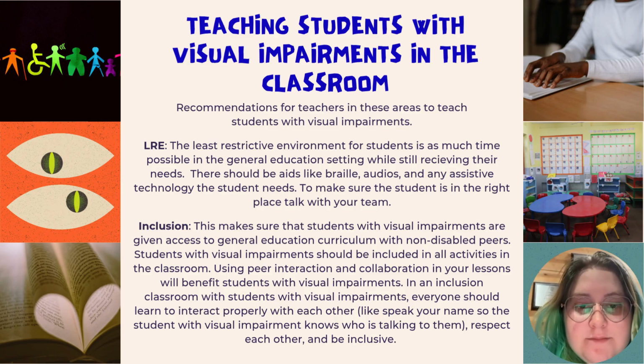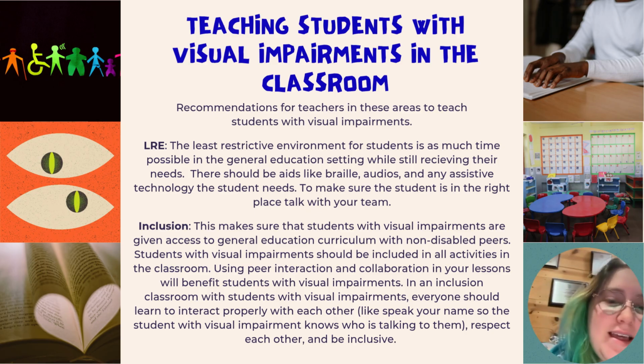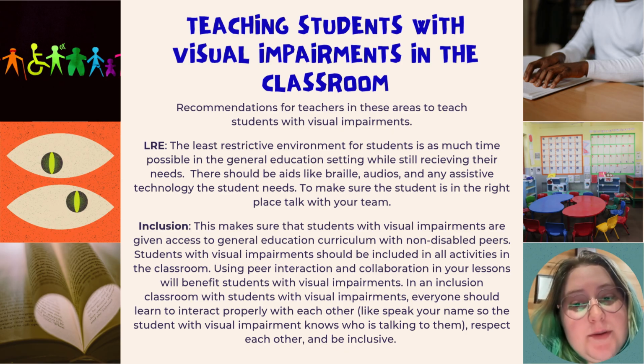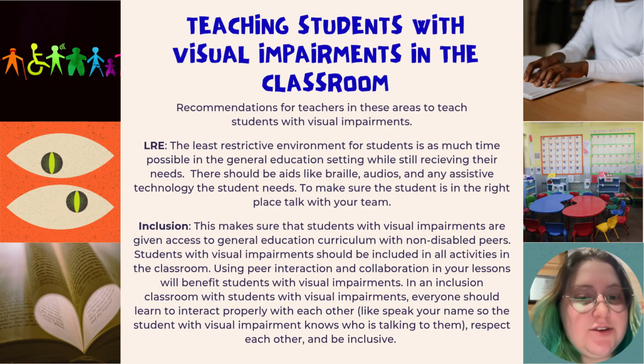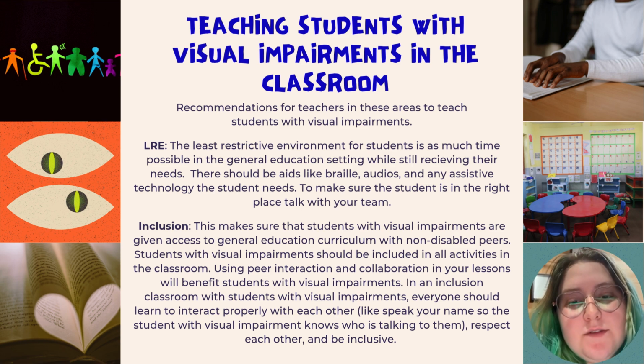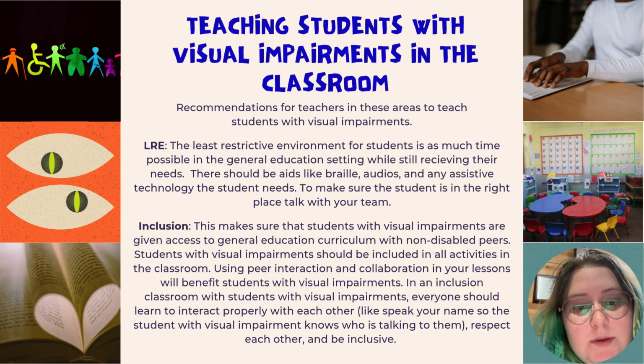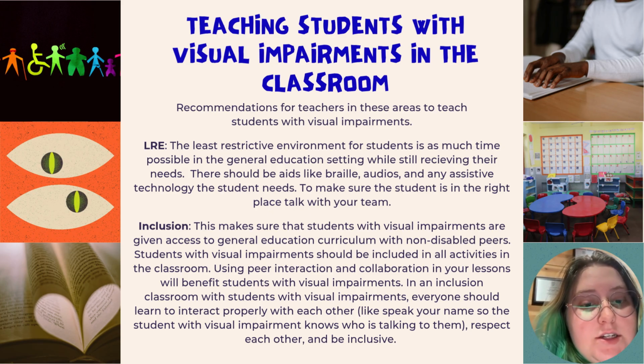And for inclusion, this makes sure that students with visual impairments are given access to general education curriculum with non-disabled peers. So students with visual impairments should be included in all activities in the classroom. Using peer interaction and collaboration in lessons will benefit students with visual impairments.